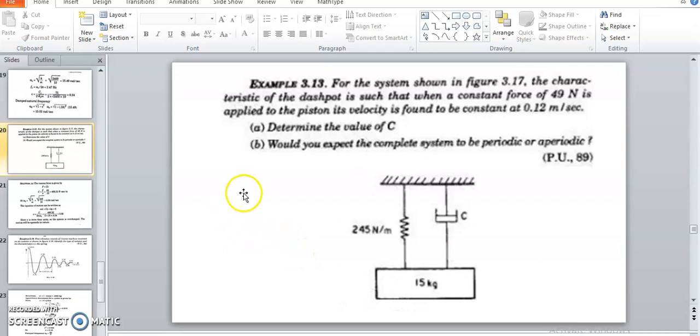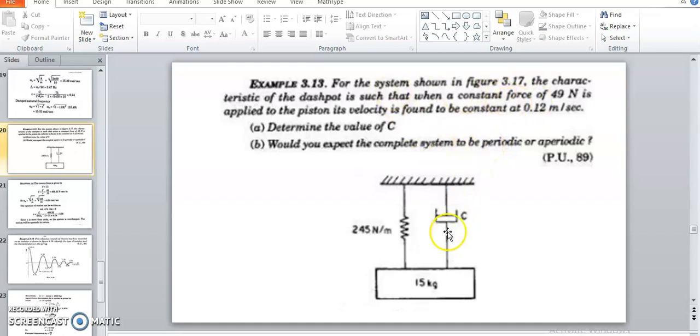And the next example we consider is a system having some stiffness and some damping, and this is the mass value. Here they ask to find out the value of C and how that system behaves, either periodic or aperiodic. That we can find out by finding the zeta value.